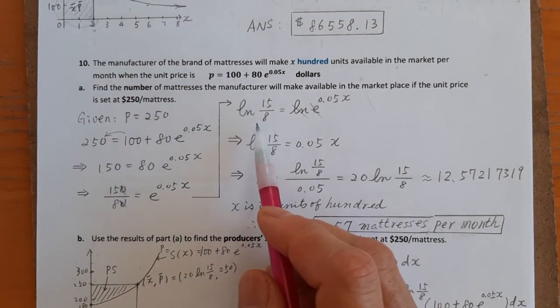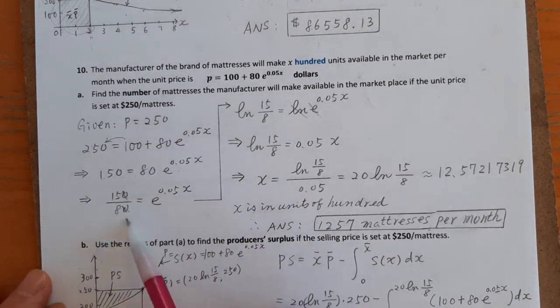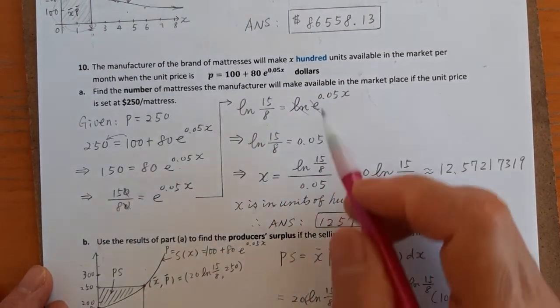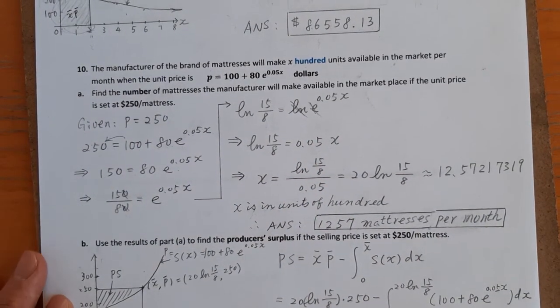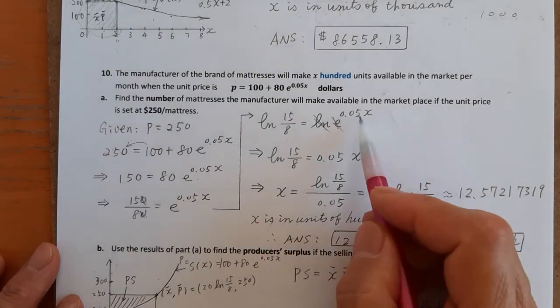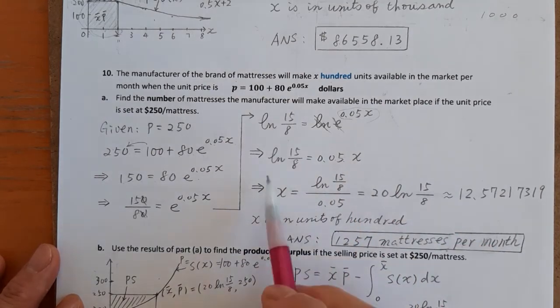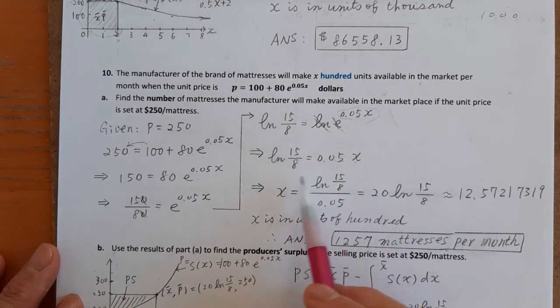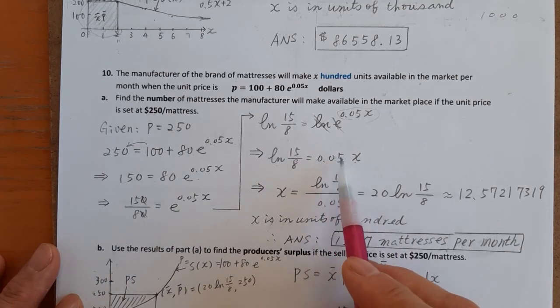So take ln of both sides. So ln of 15 over 8 equals the exponent, because the exponential and the natural logarithm are inverse functions and cancel each other. After the composite, it is still 0.05x. And solve for x. So you get ln of 15 over 8 divided by 0.05.